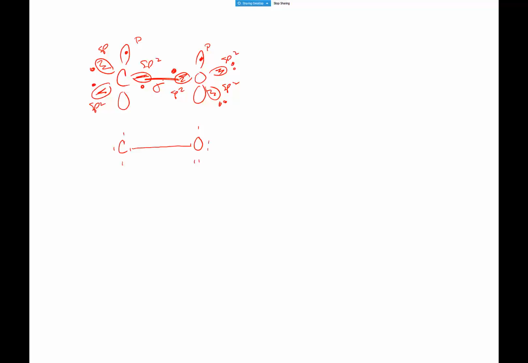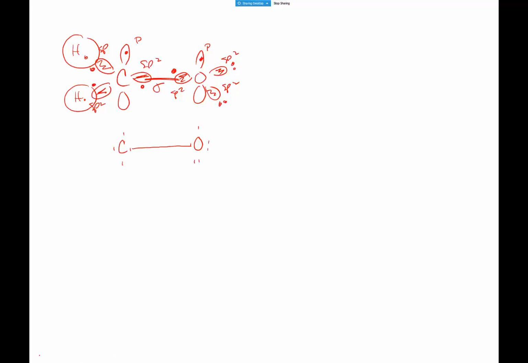Now what about the hydrogens? The hydrogens are spherical 1s's, and so they should overlap with their 1 electron. They will overlap the 2 sp2s on the left-hand side. So in other words, it's like I'm doing this. And if I was doing the Lewis dot structure at this point, I look at the carbon, I look at the oxygen, do they have completed octets? No.